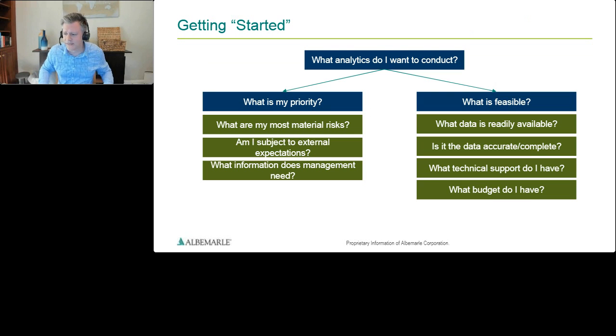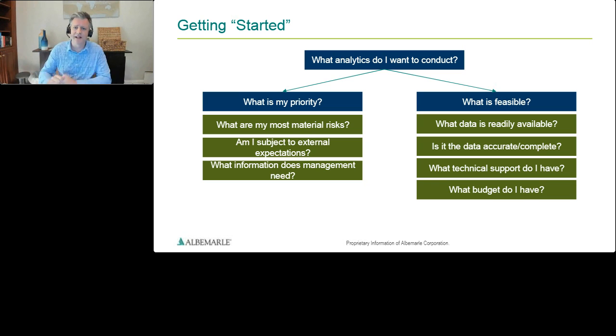So, getting started. What analytics would you want to conduct? These are two key questions that I was asking myself a couple of years ago. What's my priority, and is the particular analytics that I want to conduct actually feasible? In our situation, there were two priorities. One was distributors, so managing engagement with distributors and agents, particularly payments to agents or any other kind of payments to third-party sales reps. And then the other was monitoring travel and expenses. So we identified those as being our priorities.